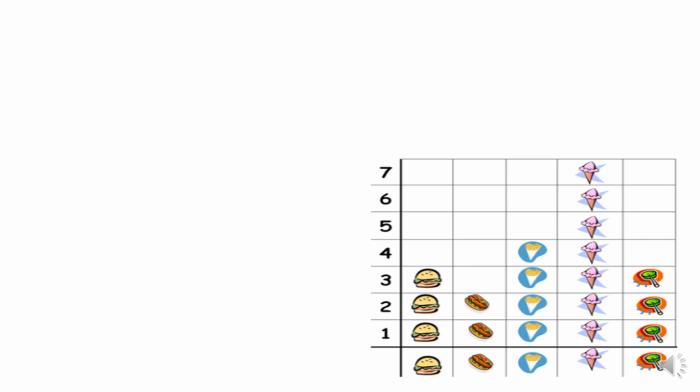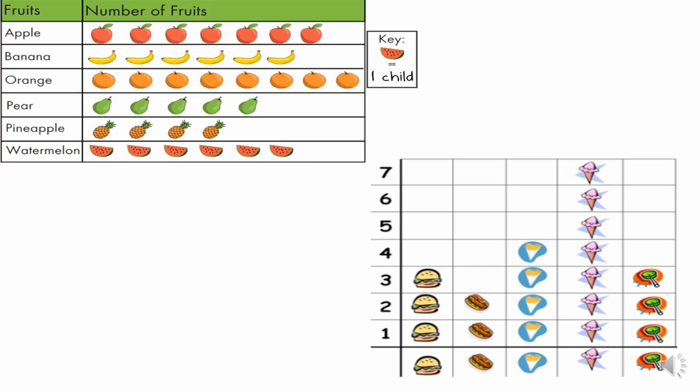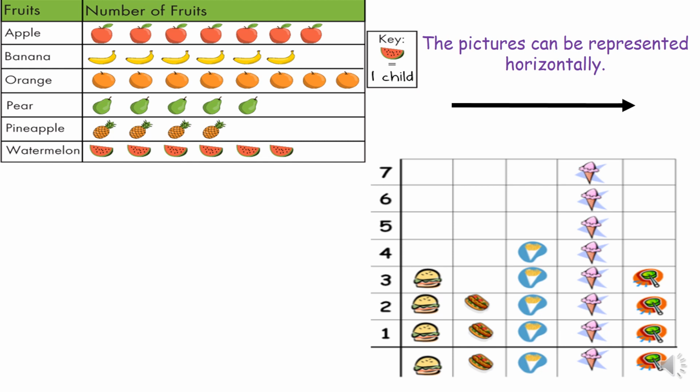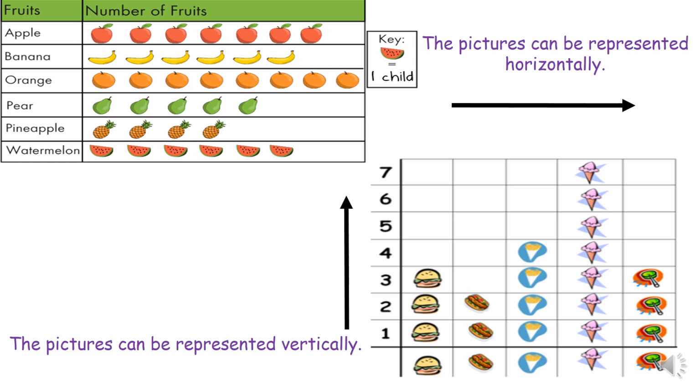So this is an example of a pictogram, and you can see pictures drawn inside the pictogram. So pictograms can be represented in different ways. As you can see, the top pictogram, the pictures are going horizontally. That means this direction. But the pictogram underneath, the pictures are represented vertically. That means this direction.